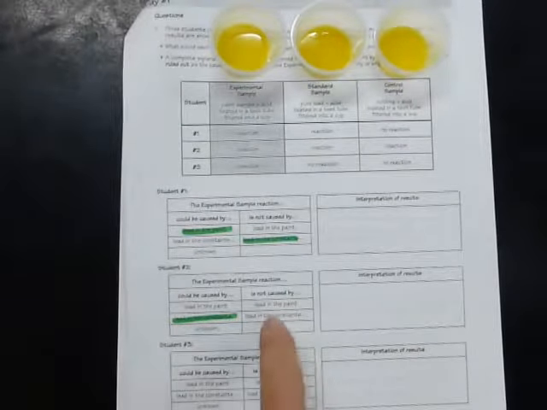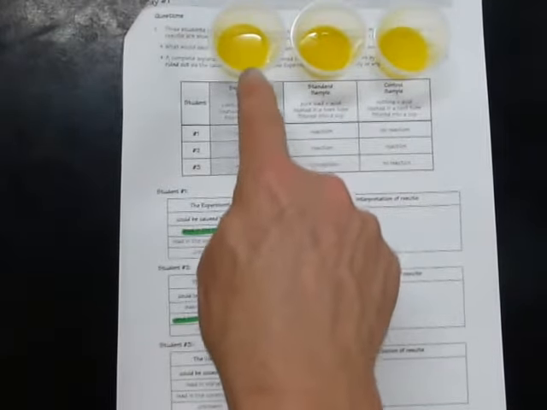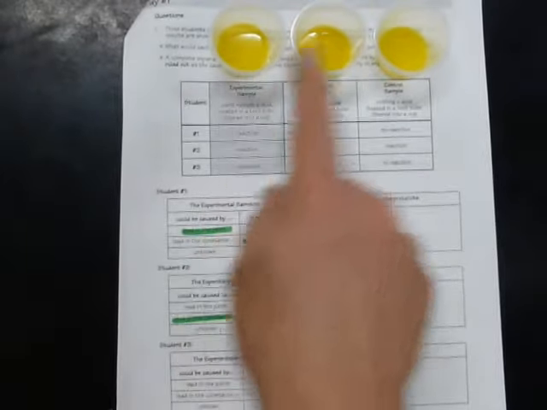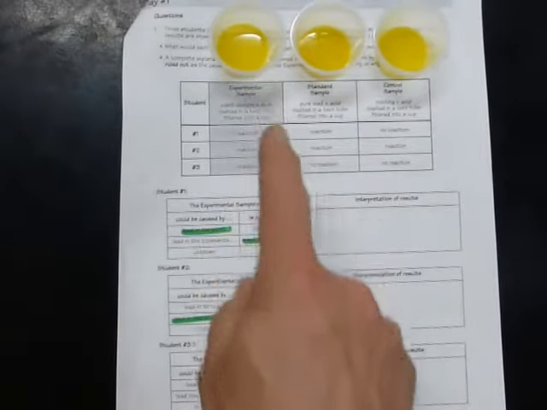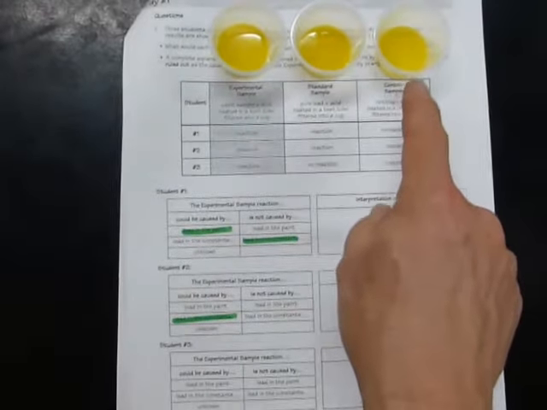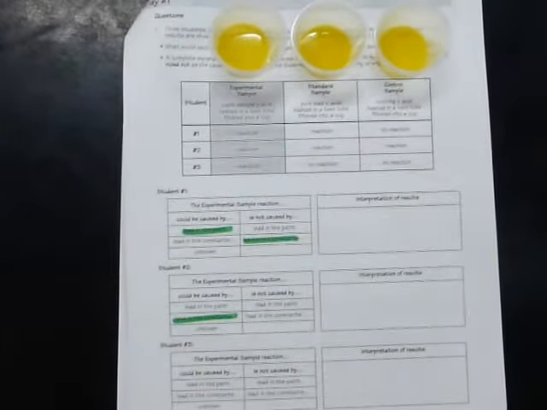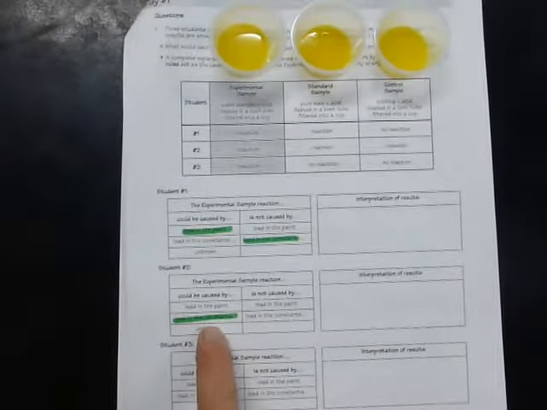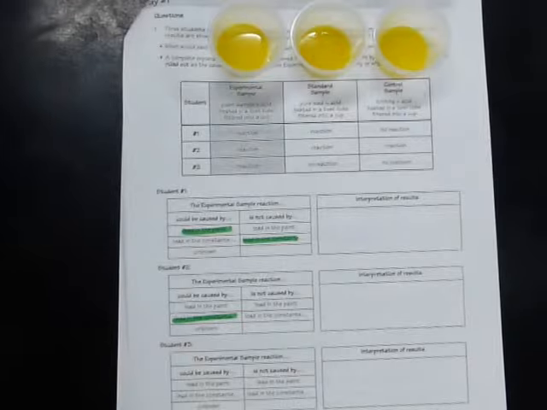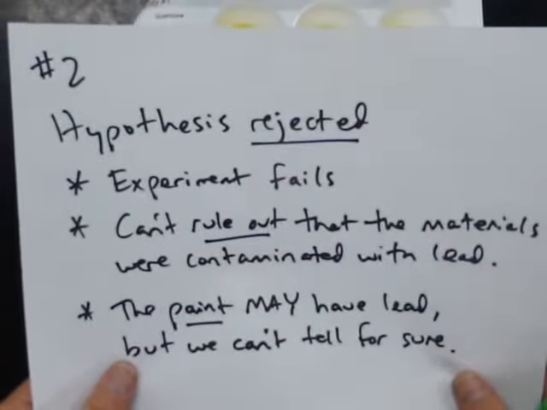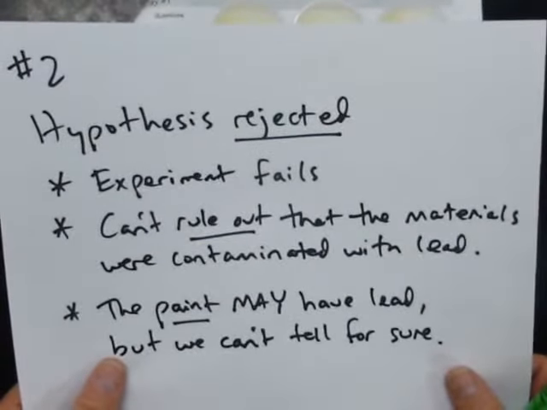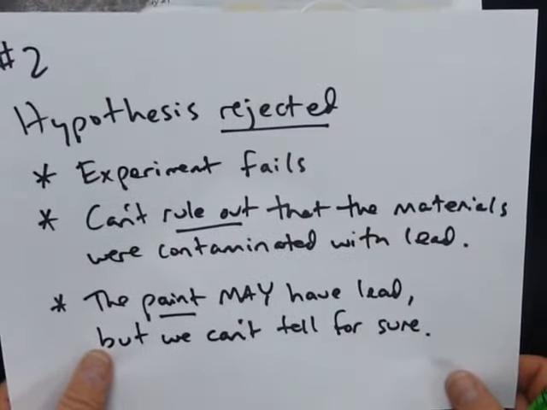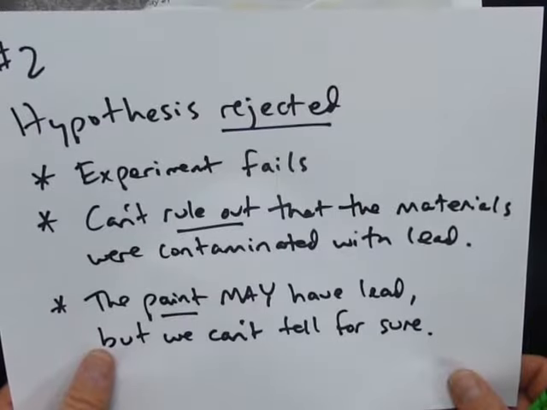So I don't know if it's not caused by lead in the paint. There may actually be lead in that paint sample, but I don't know for sure because I get the same result as the control. If there's lead in the paint or if there's not lead in the paint, I would still get the same result because the control shows me that the materials are already contaminated. So it could be caused by lead in the constants, and so my conclusion there is that the hypothesis is rejected. The experiment fails. I can't rule out that the materials were already contaminated with lead. The paint may have lead in it, but we can't tell for sure because you get the same reaction results no matter what.